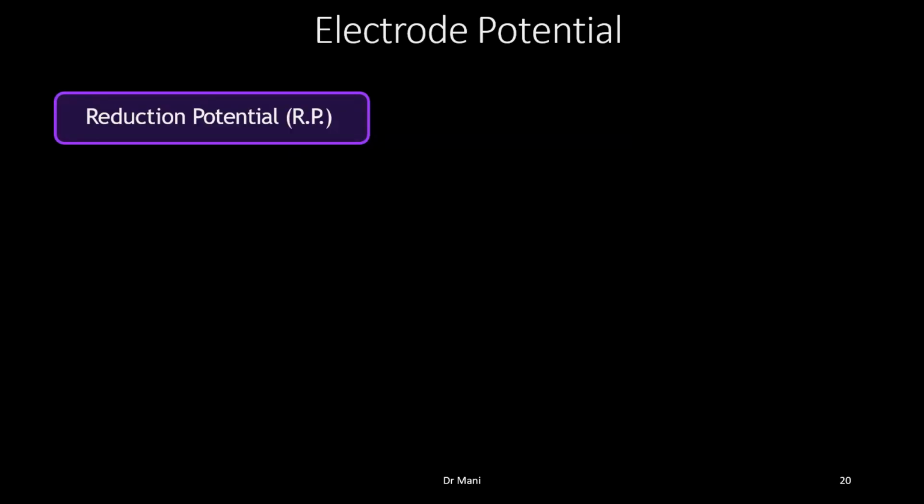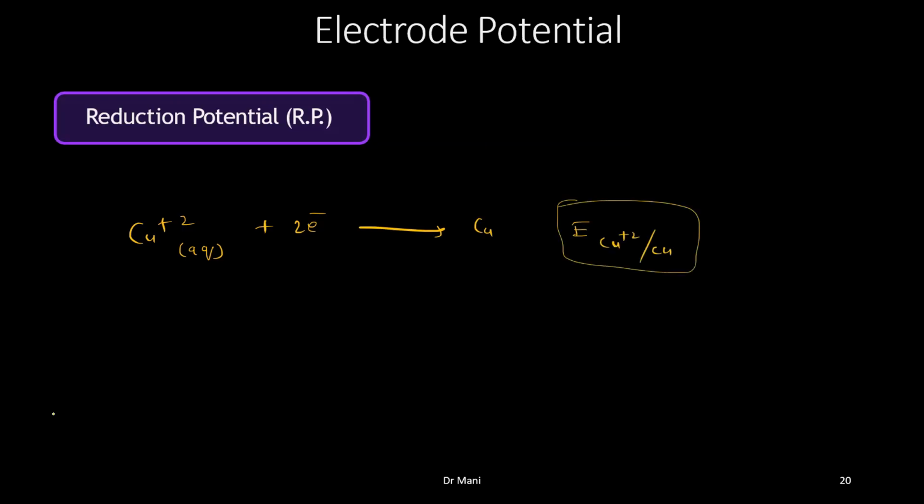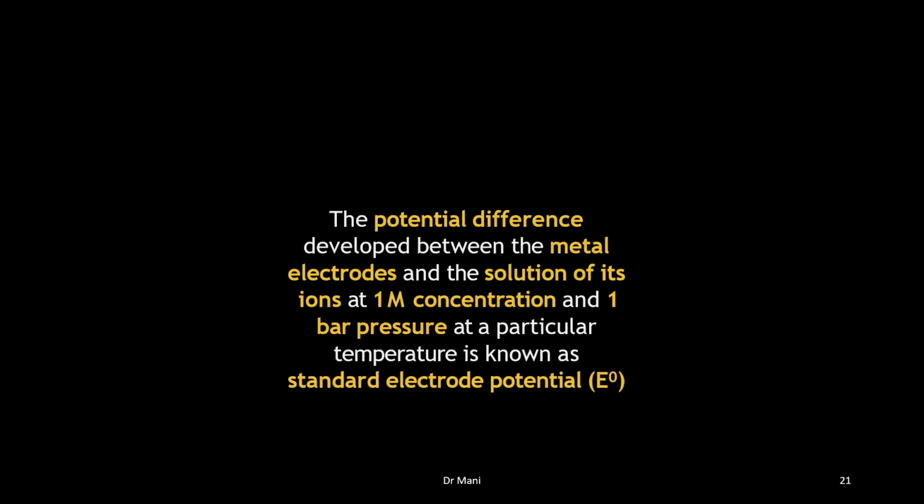So you can see here Cu2+ in aqueous solution plus 2e⁻ will be converted into Cu, where E is E° of Cu2+/Cu. Remember, the greater the reduction potential, the greater the tendency to be reduced. The potential difference developed between the metal electrode and the solution of its ions at 1 molar concentration and 1 bar pressure at a particular temperature is known as standard electrode potential.